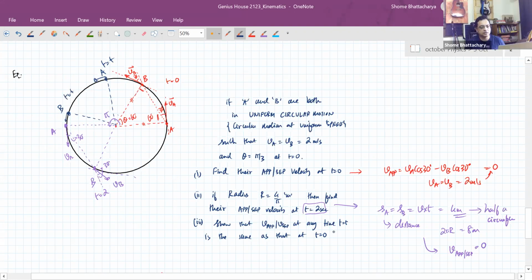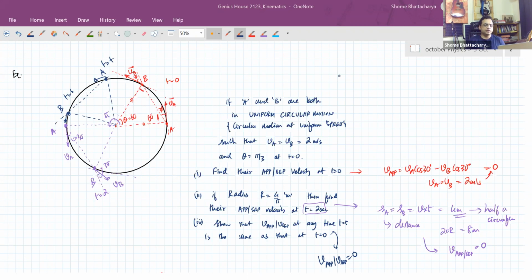So at any time t, the approach or separation velocity would be 0, because the components of velocity along the line joining the two of them, that is the chord AB, would be exactly equal. So they cancel each other. Yes, somebody had a doubt?